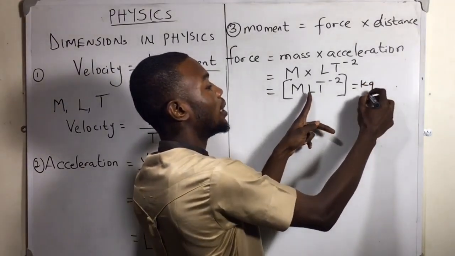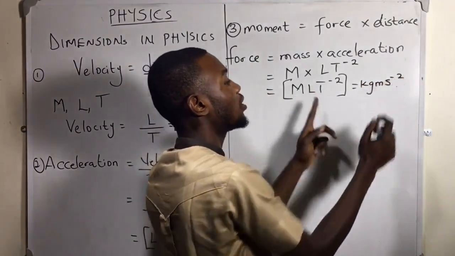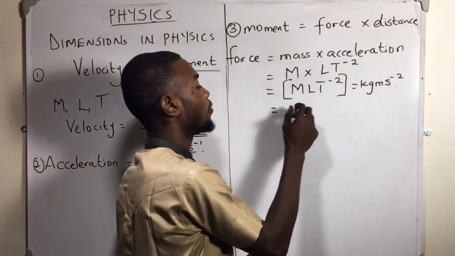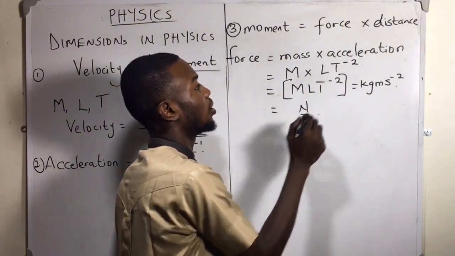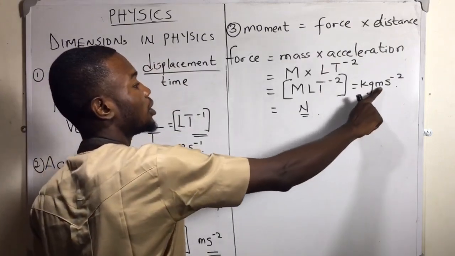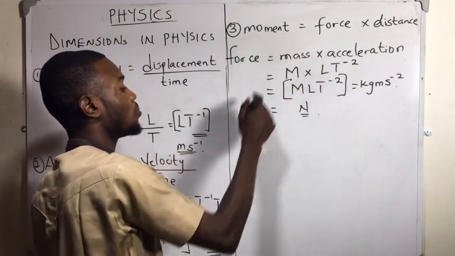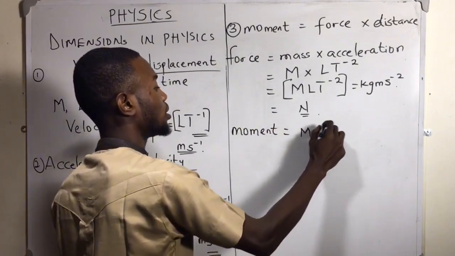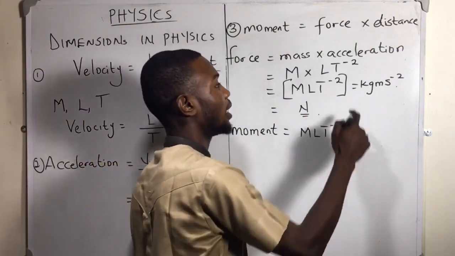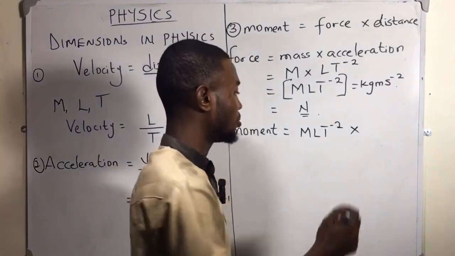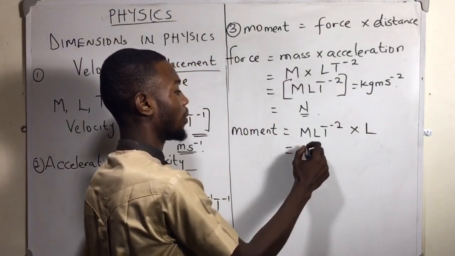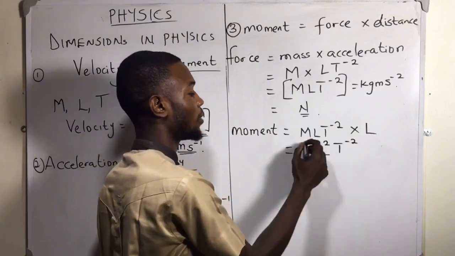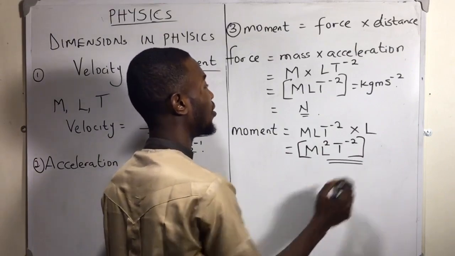That's why anytime you solve for force, you are going to have this. Mass is in kilogram, length is in meter, time is in second. You have kilogram meter per second squared, which is the Newton. Now we have our force to be MLT^-2. Now we have our moment to be equal to MLT^-2 multiplied by distance, which is in length. I told you before, that's going to be L. Altogether, we are going to have ML. Remember, L times L is going to give us L squared, T^-2. So this is the dimension for moment.